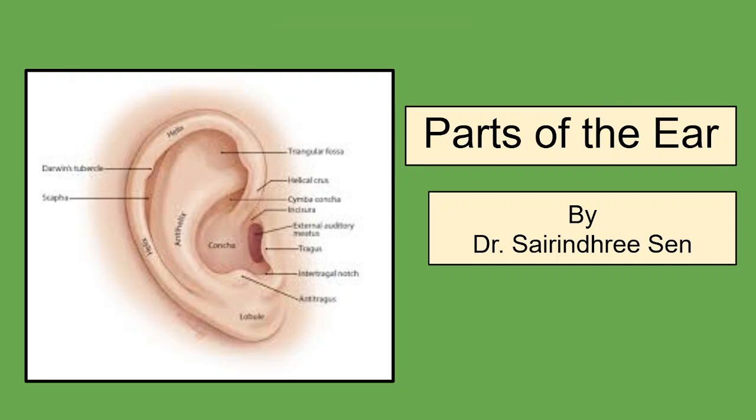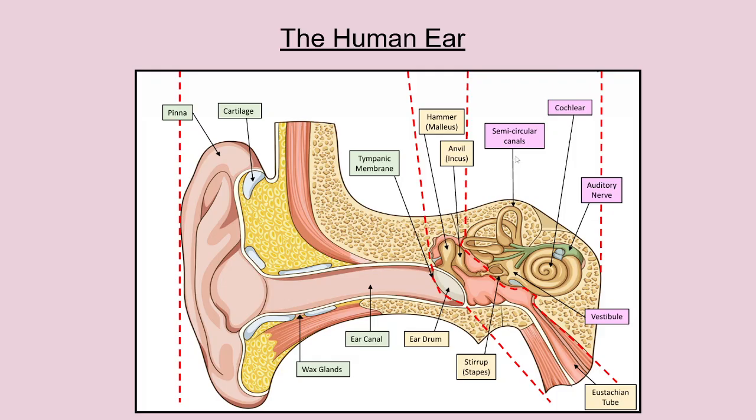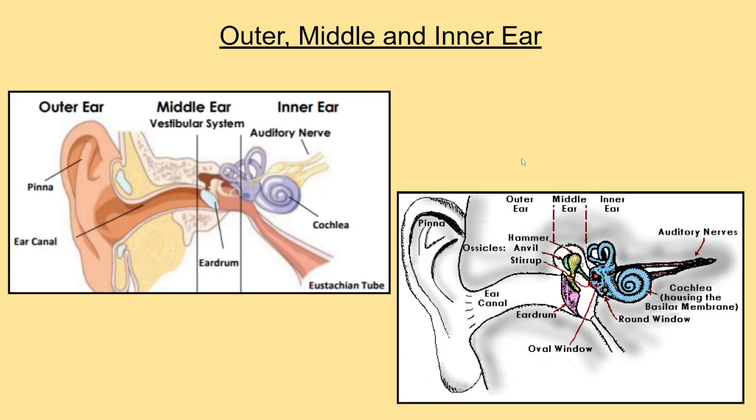The ear has three main parts, namely the outer ear, the middle ear, and the inner ear. So these are the three parts, the outer ear, the middle ear, and the inner ear. Each part has its own function.